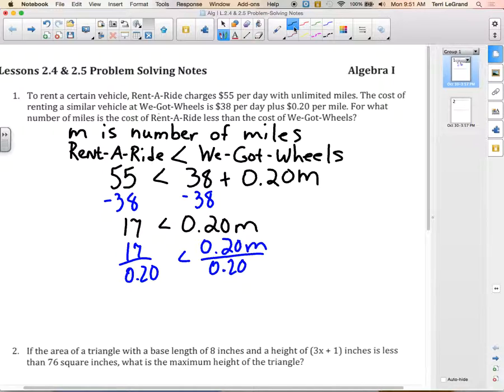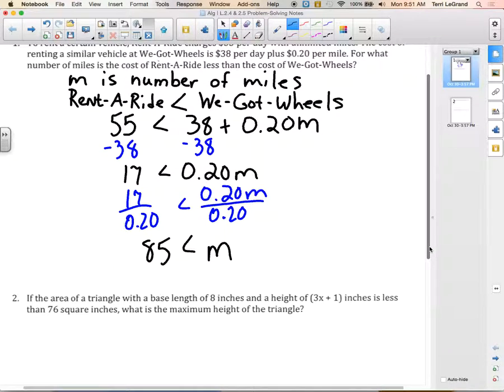What is 17 divided by 0.20? 85. 85, okay. Okay, and we're going to write sentence answers today. Our final answer is going to be in sentence form. So what does our algebraic solution that we just got really tell us? 85 is less than all real numbers. Okay, but let's address the question that they asked. For Rent a Ride to be less than We Got Wheels, you have to drive more than 85 miles.